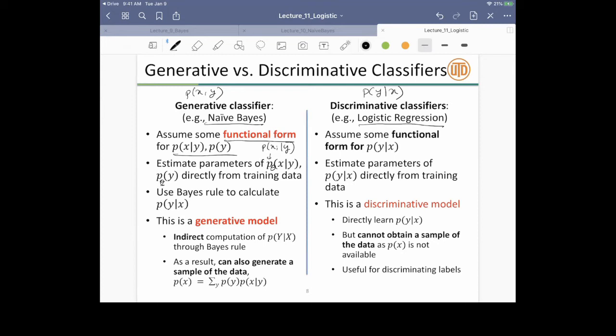Finally, we need to use P of y given x for inference. We know that P of y given x is nothing but P of x given y multiplied by P of y, divided by P of x. Since we are directly modeling P of x comma y as P of x given y multiplied by P of y, we can use the Bayes rule and then calculate the conditional distribution P of y given x.